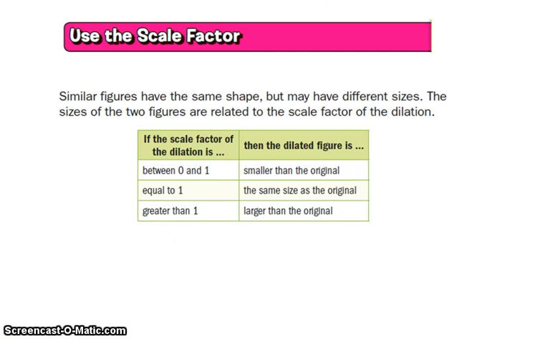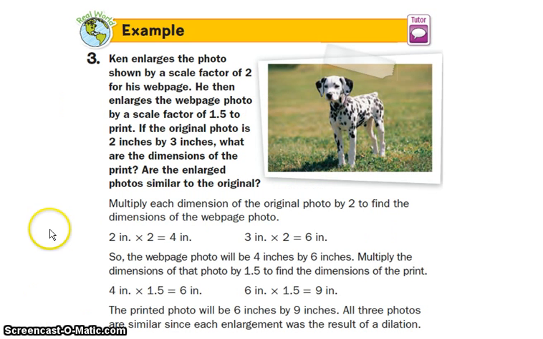Okay. Now, what they're going to do next, they're going to talk about using the scale factor. That was using ratios. Now they want us to use scale factors. And if you take a look at this, this is something that we already know. This is a review. If your scale factor is between 0 and 1, it's going to make the figure smaller. If it's equal to 1, it stays the same. If it's greater than 1, it's going to be larger. It's an enlargement. Okay? Let's take a look at the example here.